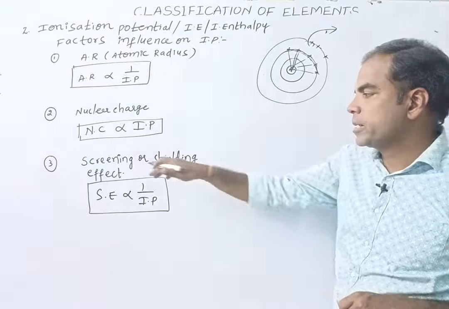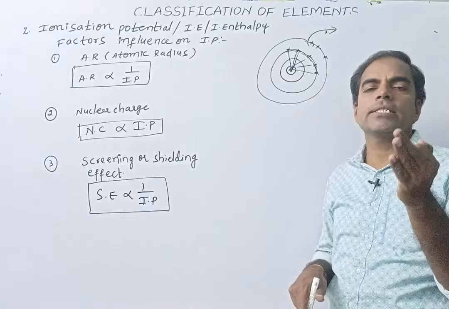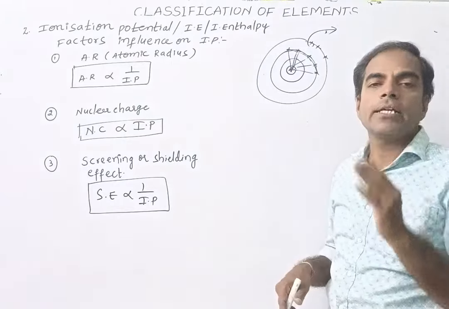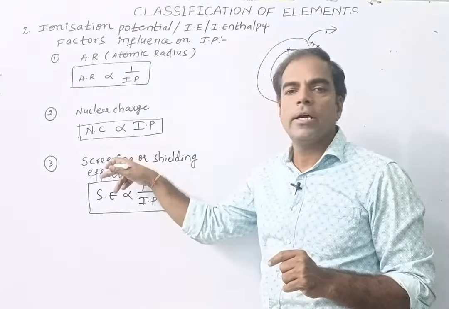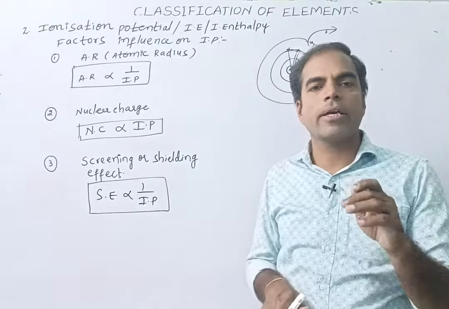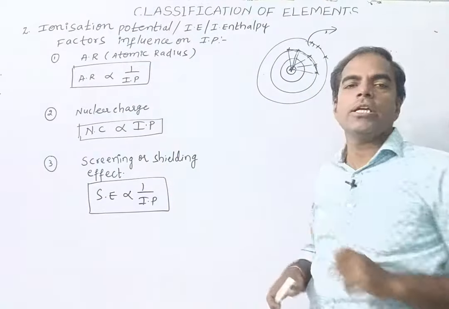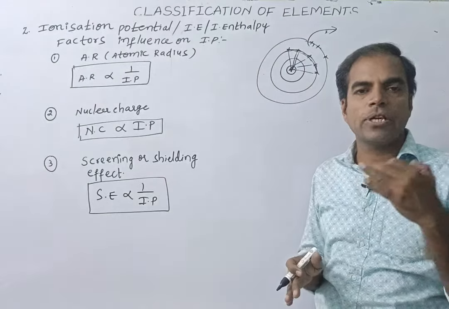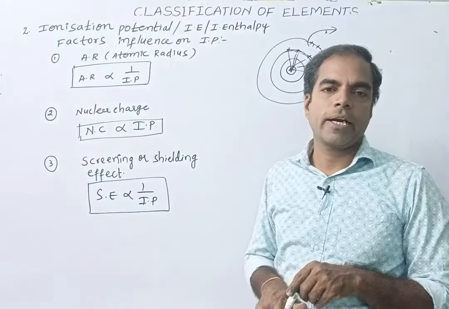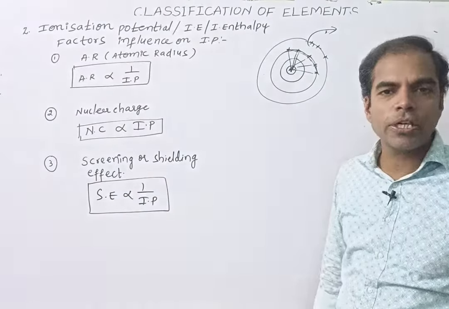Right? So based on this screening or shielding effect, generally in transition elements, the decrease in size, atomic radius decreases slightly. What is the reason? Due to the poor screening or shielding effect. Similarly, in lanthanides also, the atomic radius slightly decreases due to poor screening or shielding effect. This decrease in size of lanthanides is known as lanthanide contraction. Similarly, in actinides also, there is actinide contraction, right? Screening or shielding effect is inversely proportional to ionization potential.